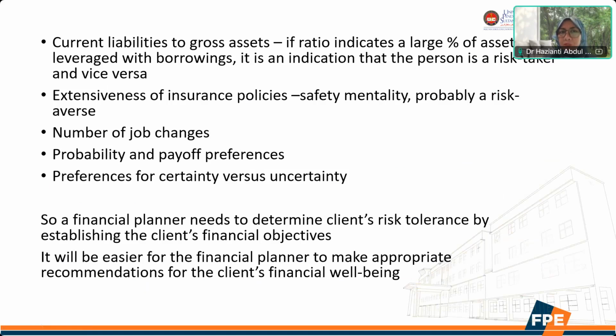Extensiveness of insurance policy. One insurance policy is never enough, right? So along the way, you will understand and you will learn why I say one insurance policy is never enough. All right, so if the person has a safety mentality, probably he or she is risk averse. So they have a few insurance policies. So we can say that this person is risk averse.